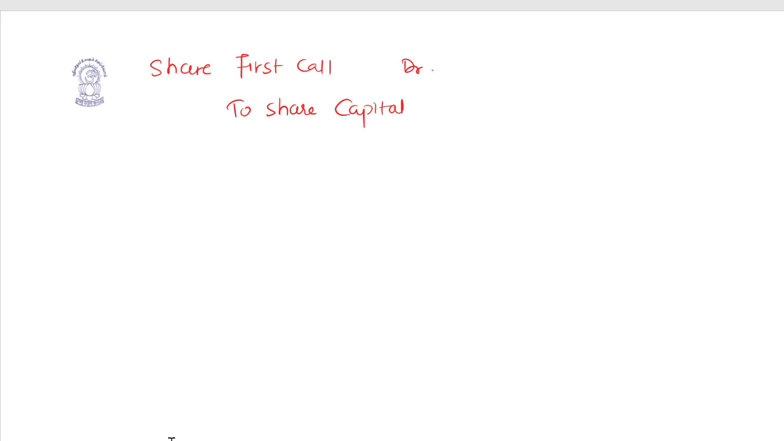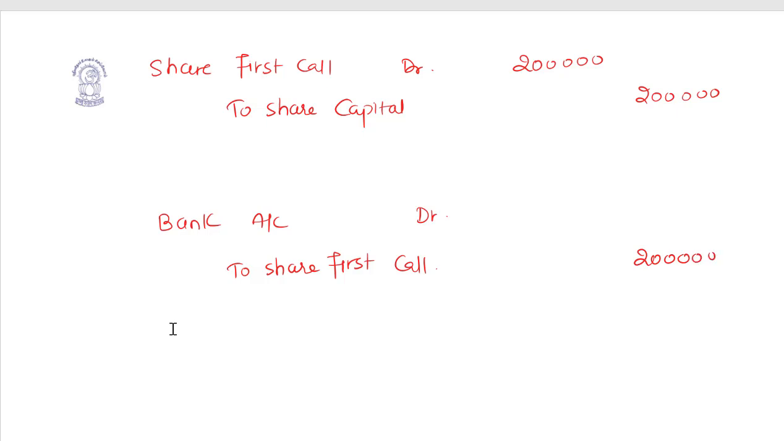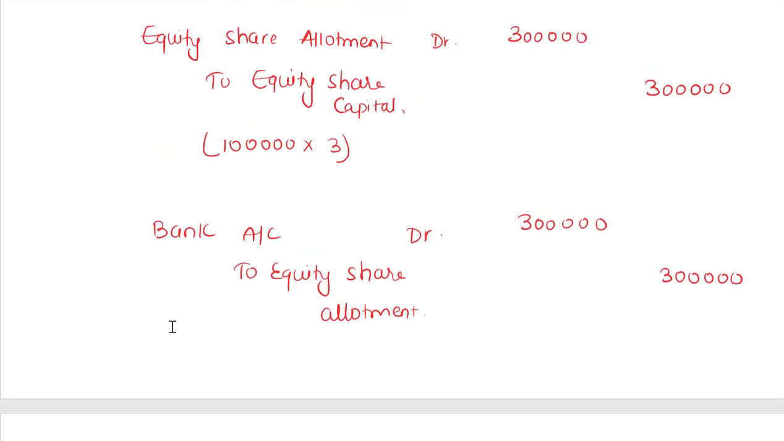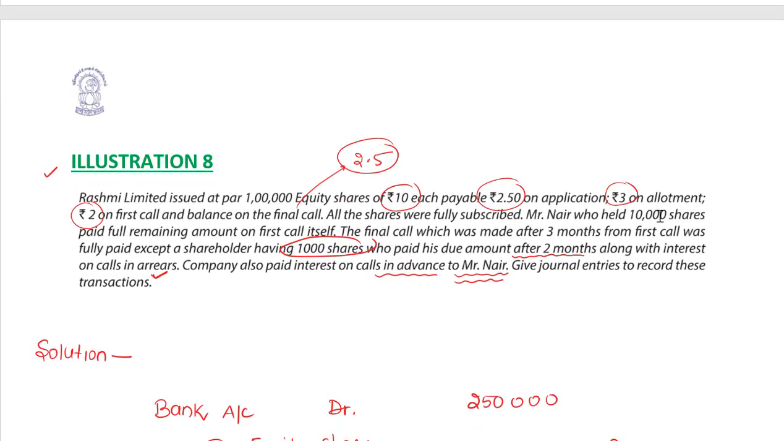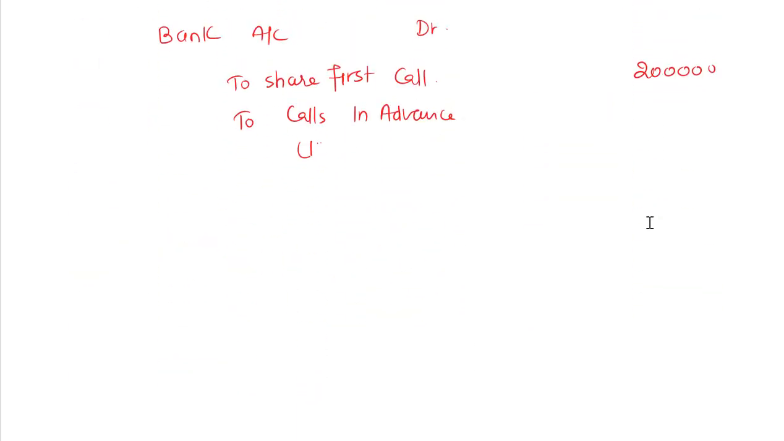Share first call account debit to share capital 2 lakhs. Bank account debited to share first call 2 lakhs. Mr. Nair had paid calls in advance. Mr. Nair held 10,000 shares, so 10,000 multiplied by 2.5, 25,000. Total 2,25,000.